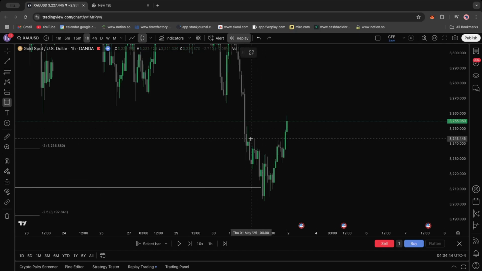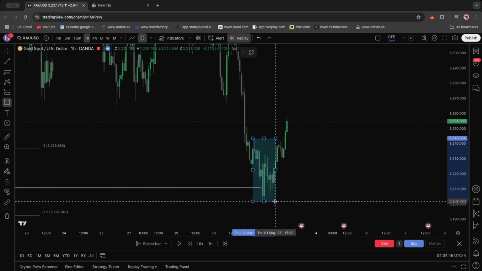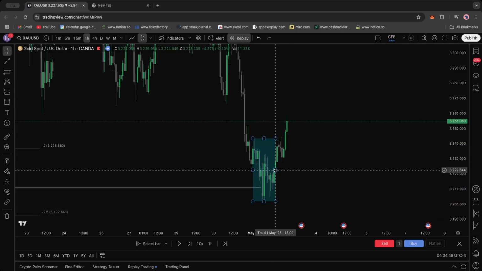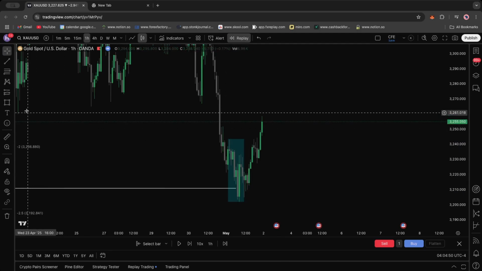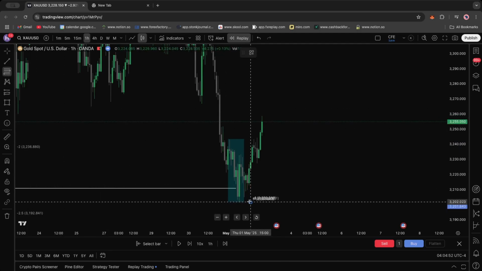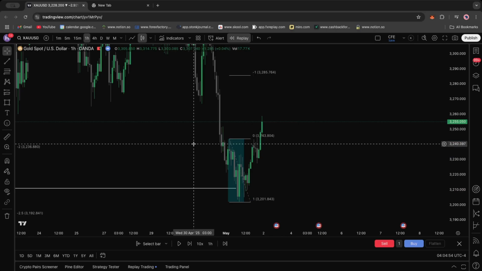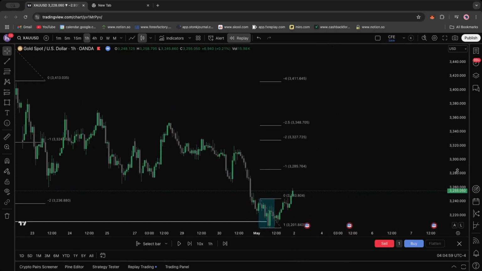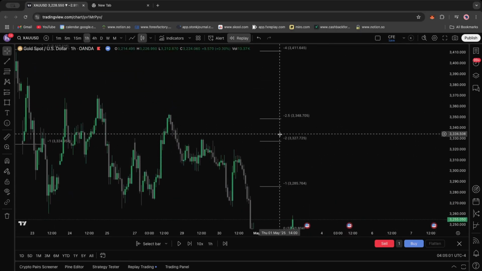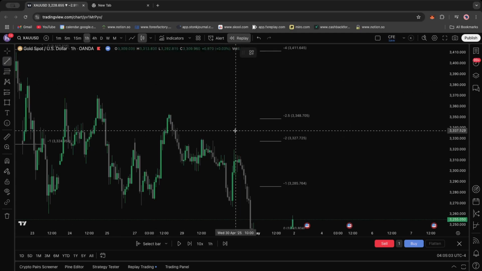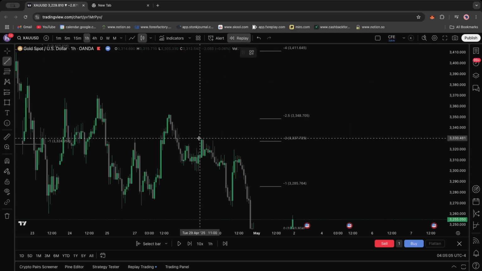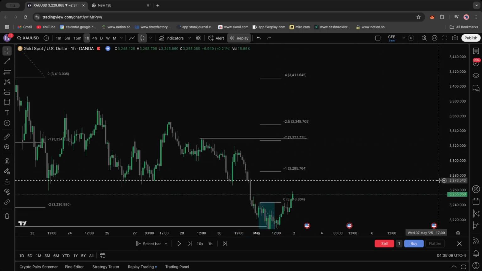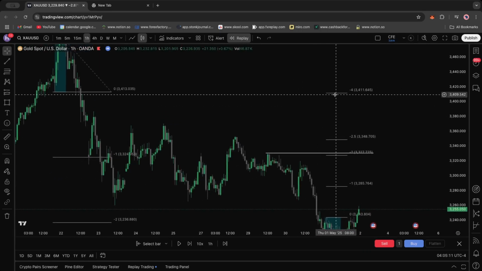So drawing out the manipulation leg right here, we have this highlighted zone. We can then again draw a fib from here up to this high again, and we can now look and see if there's anywhere to target. So again, in my sweet spot, we have this high right here, which is just above the 2 standard deviations, and we also have the 4.